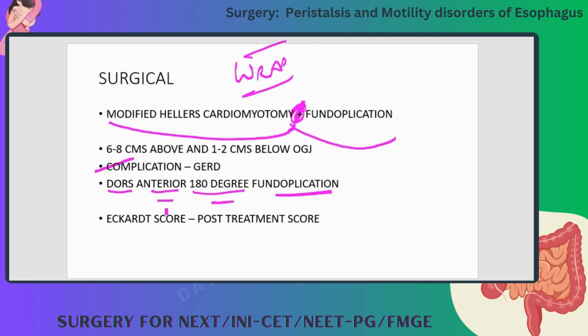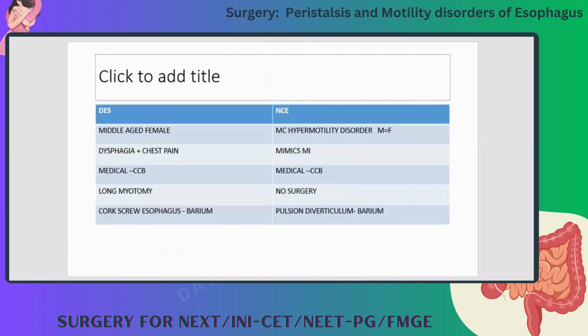Complication is GERD. And for those who prepare for NEET, the GERD-HRQL score is the post-treatment score. If you do a treatment, how satisfied the patient is, or whether reflux is there or not, for that this score will be useful. Okay. So now again coming back to the hypermotility disorders. Achalasia is clear?